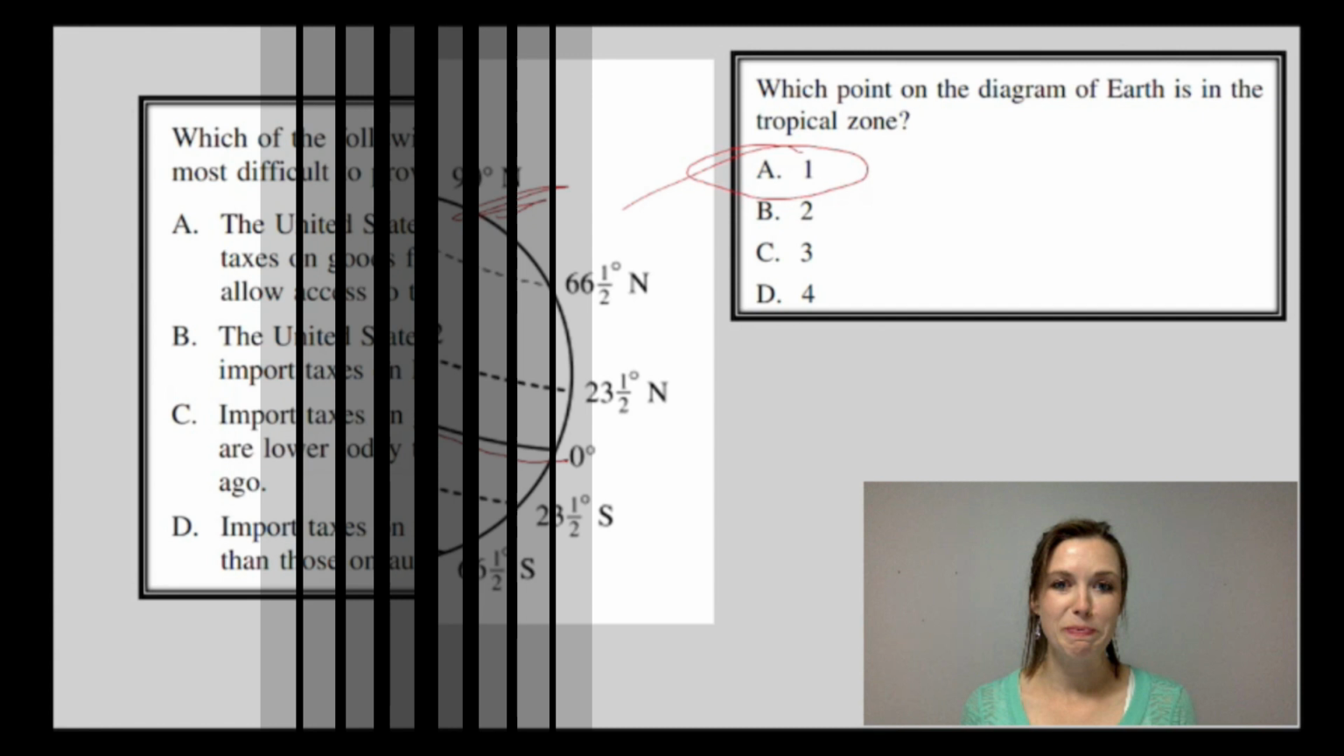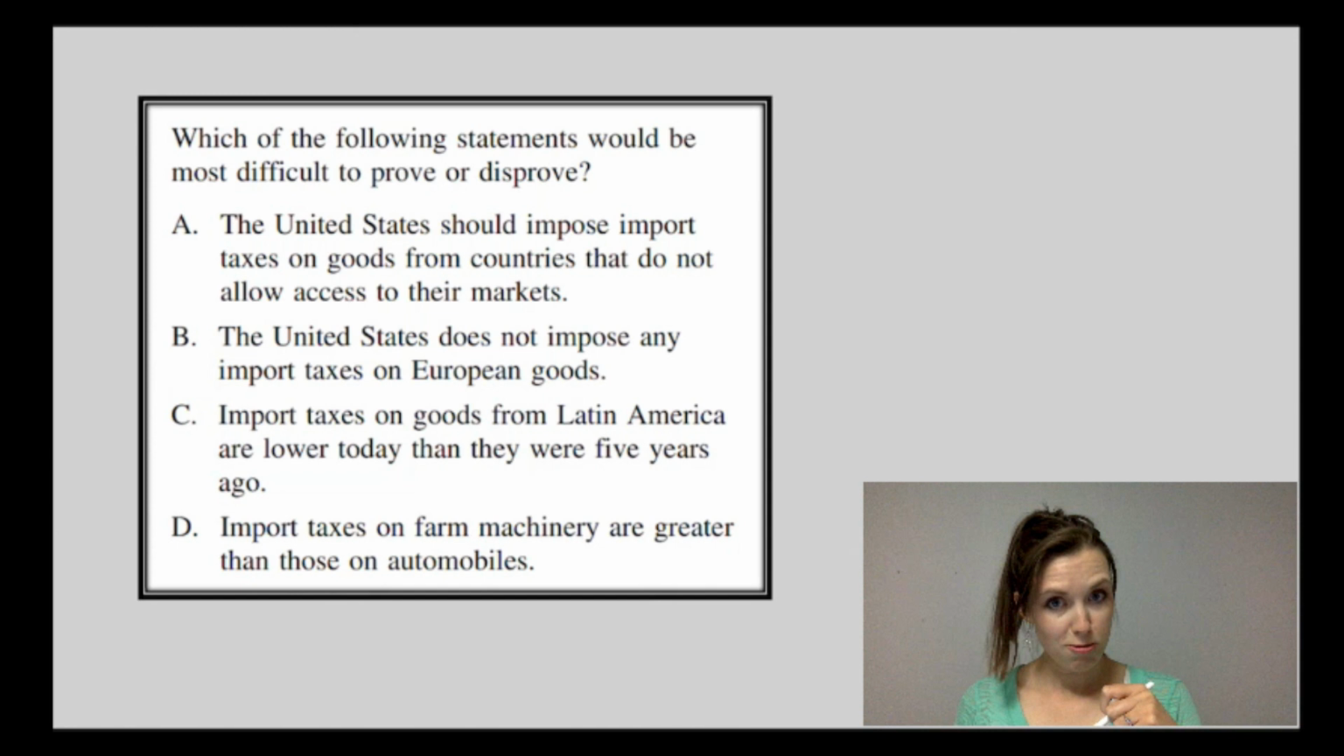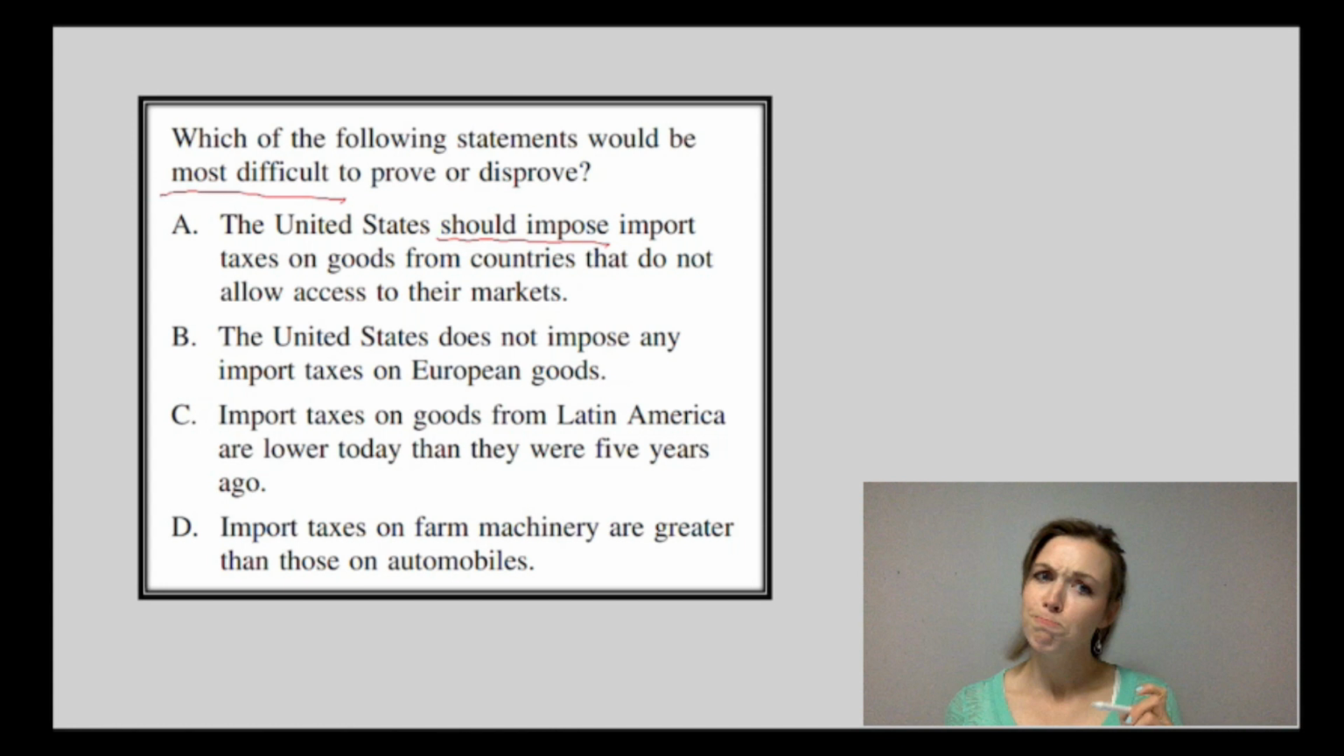Which of the following statements would be most difficult to prove or disprove? Okay, so notice here it says most difficult. So we have to keep that in mind. The United States should impose... Okay, should impose. That's a little tricky to prove, but let's keep reading it. The United States should impose import taxes on goods from countries that do not allow access to their markets. Okay, so again, that word should makes it a little bit iffy, right? Proving and disproving. But let's keep reading the other ones and see.